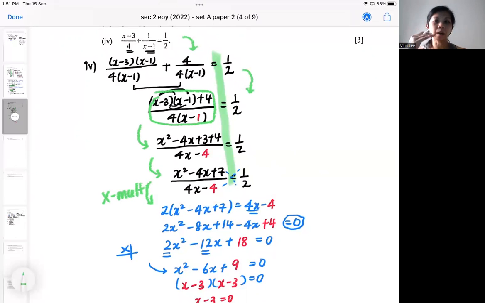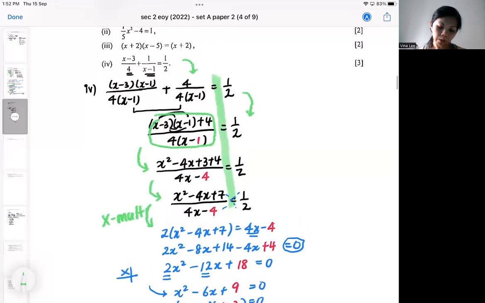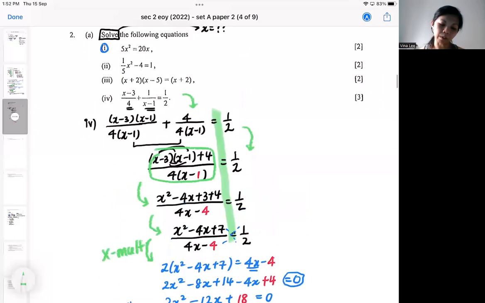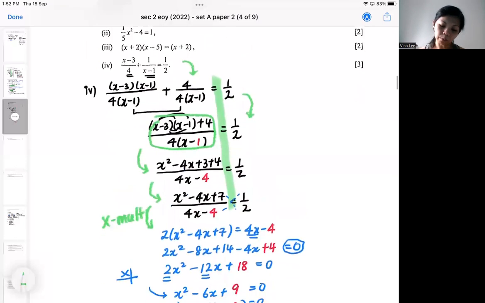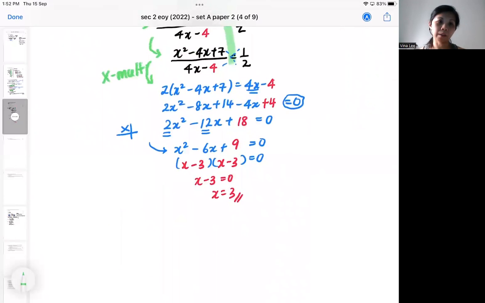So at every step that you flow, there should be something that you are doing. You got to take each step with some technique. You must be aware of what you are doing at each of the steps. So here, eventually I'm solving. You got to find the value of x.